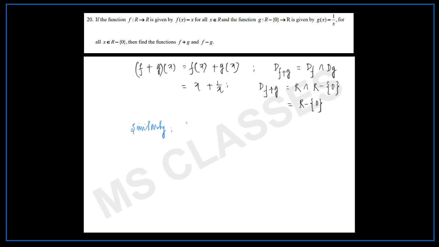Similarly, f minus g of x equals f of x minus g of x. This will be x minus 1 by x, but provided the domain of f minus g is domain of f intersection domain of g, that is R intersection R minus the set containing 0, and that is R minus the set containing 0.